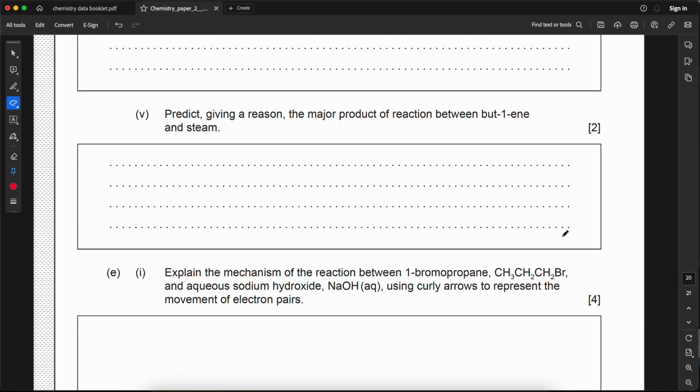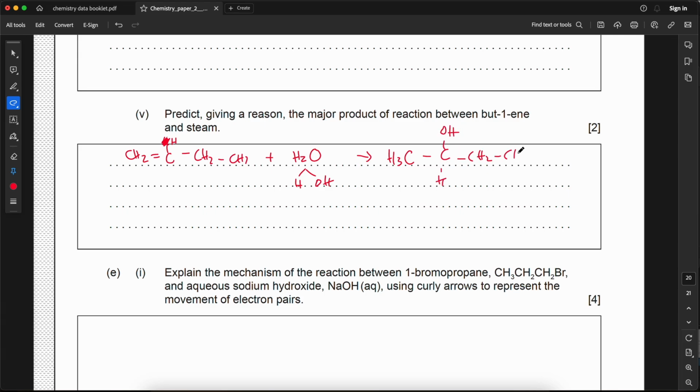Predict, giving a reason, the major product of the reaction between butene and steam. So CH2 double bond C, H, and then CH2 CH3 plus H2O. This is butene. So what will happen? One will be OH and another one is H, but we'll see what the major product would be.